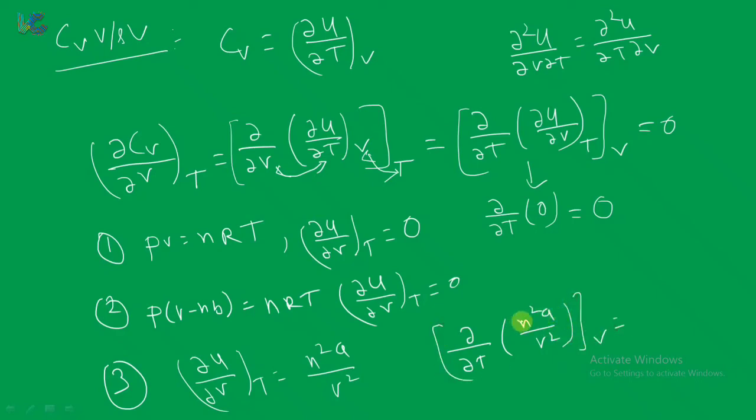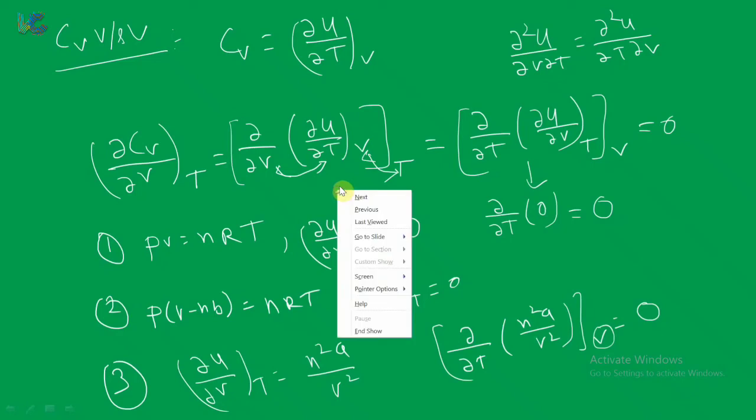Here n² and a are constant, and V is constant. That means the whole term, all of a and b, are constant, and you are taking the derivative with respect to T. That means the value will be equal to 0. So ∂Cv/∂V at constant T is 0 for the ideal gas, for this gas equation, and for n moles of Van der Waals gas also. That means there will be no variation of Cv with respect to V at constant temperature.